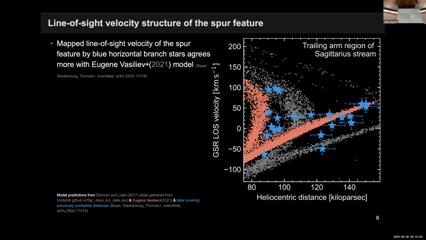Yeah, I think that's clear. Thank you. It's not the spur part that doesn't match with the model, but the actual stream part doesn't match with either of the models or sits in between the two models. Okay, thank you. Any other question for Manuel?